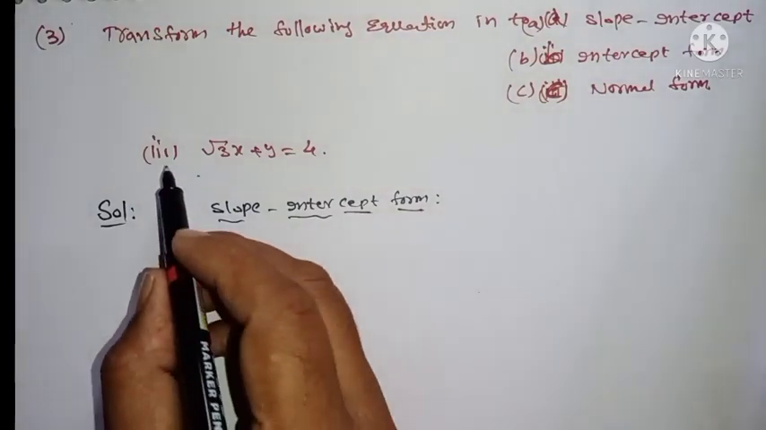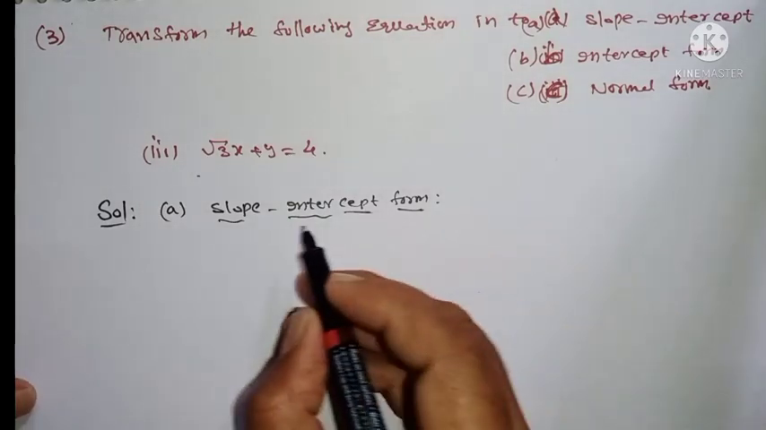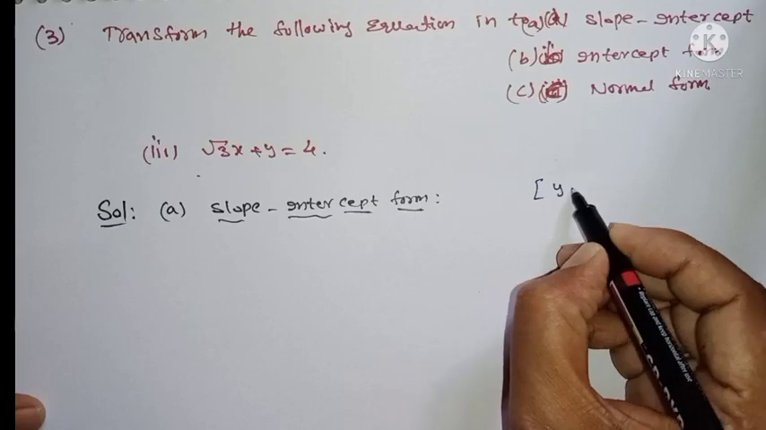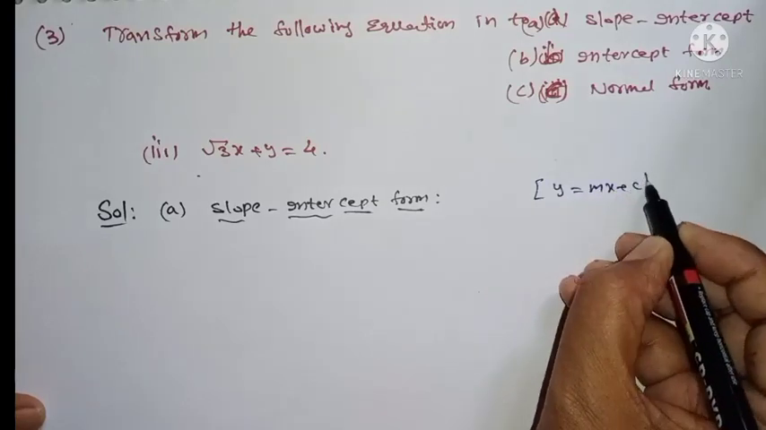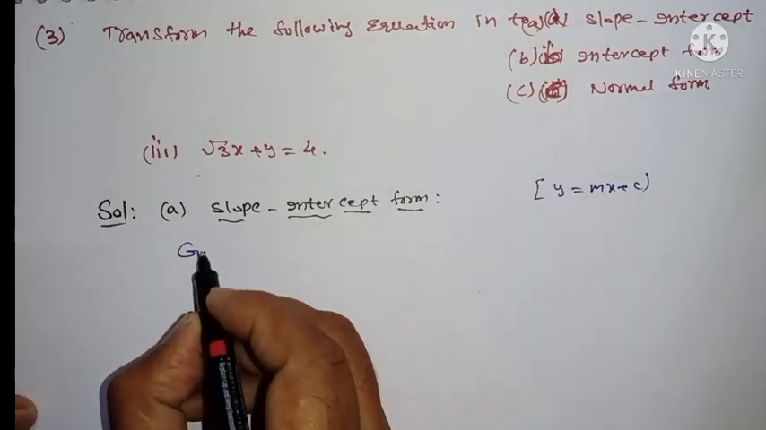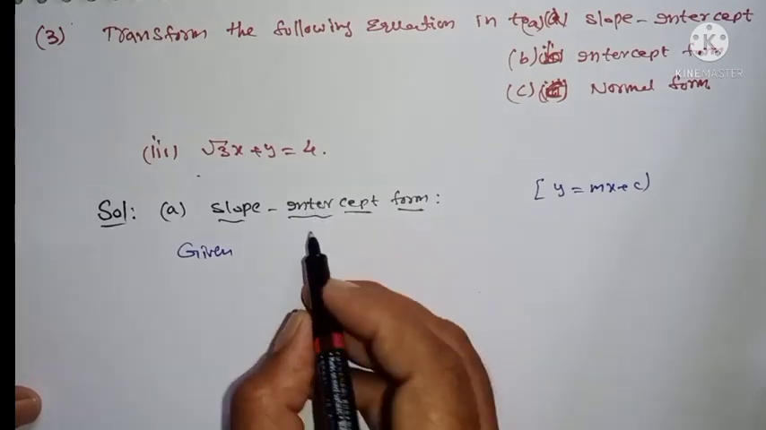Therefore, here you have 6 problems. I will explain the third one only, which is root 3x plus y is equal to 4. What is the slope form? You can write the formula y is equal to mx plus c. You can reduce the given equation to the form y is equal to mx plus c. First, I am explaining the slope intercept form.